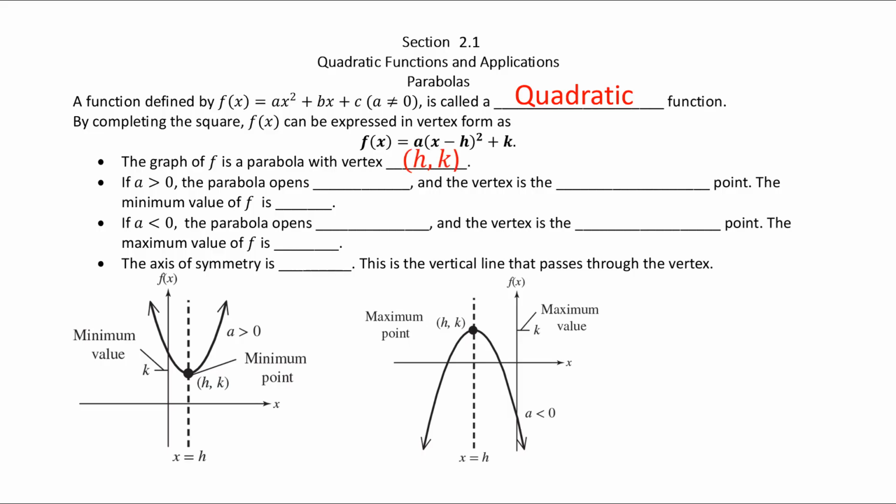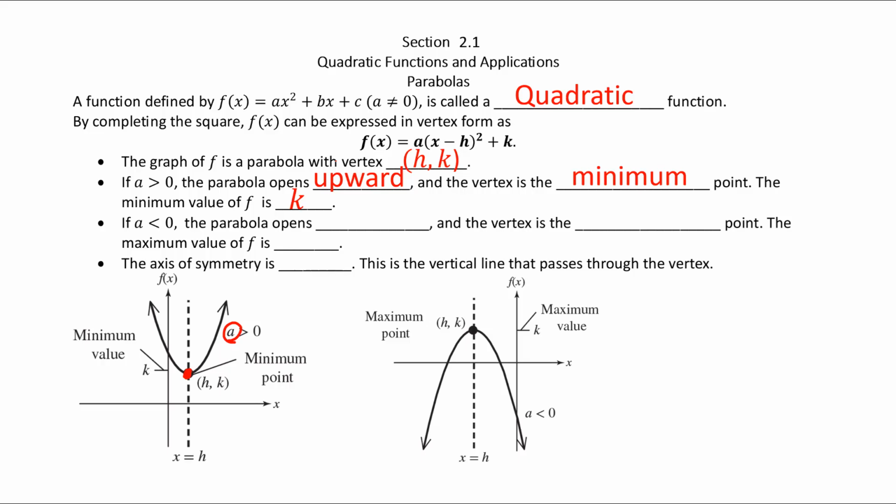So the vertex is (h, k). If the number in front of the binomial, a, is positive, greater than 0, the parabola opens upward, and the vertex is going to be a minimum point. If you look at that left diagram, that is a parabola that opens upward. The a in the equation will be positive for that. The vertex is a minimum because it's at the bottom of the parabola. That minimum value of the function is going to be whatever k is, because remember, the value of the function is the y-coordinate.